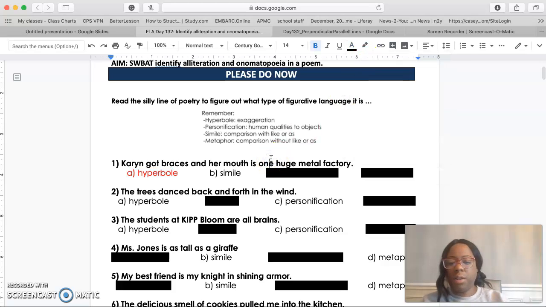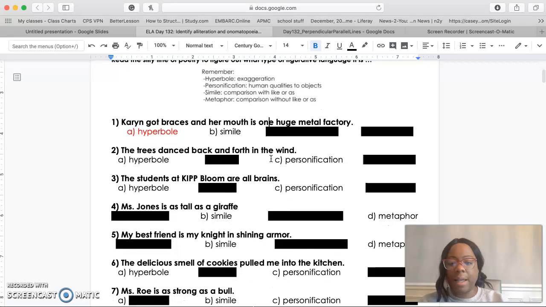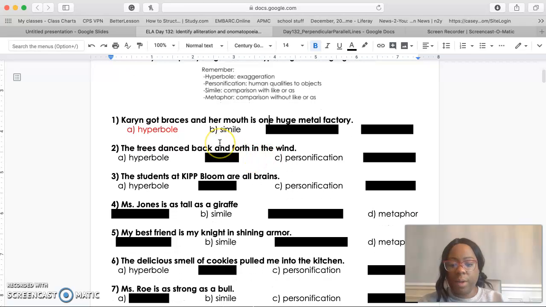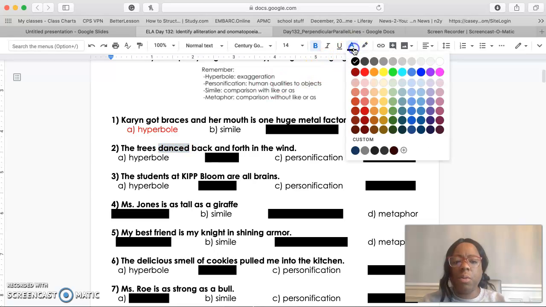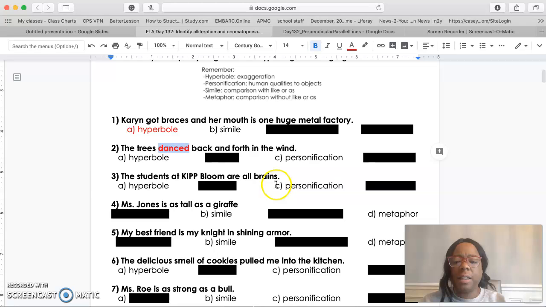Number 2, the tree dances back and forth in the wind. Now, a hyperbole is an exaggeration. I remember that from number 1. But a personification is human qualities to an object. The tree danced back and forth in the wind. Now, when I think of the word danced, I think of something that a human would do. So definitely our answer was personification.